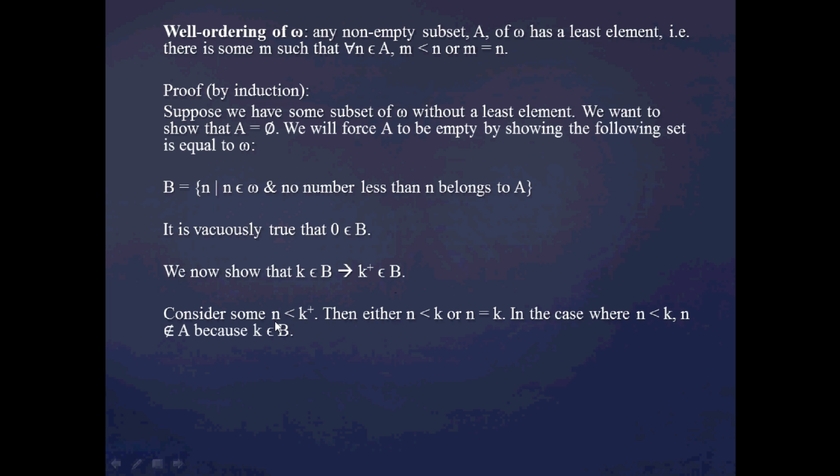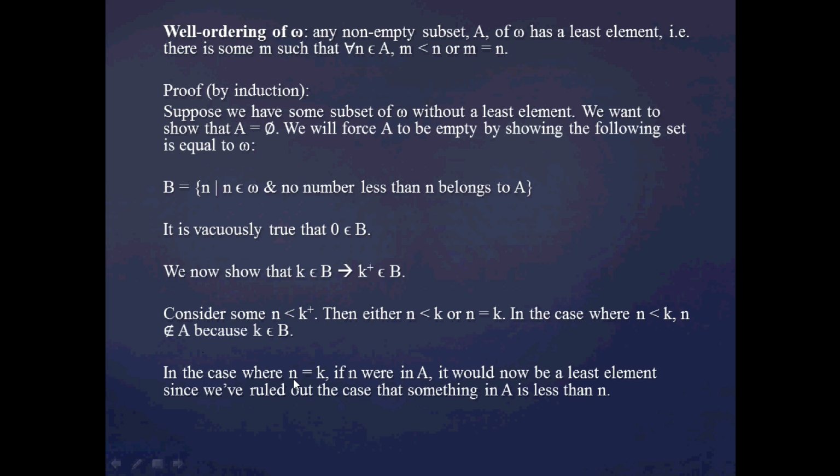Now let's consider some n less than k plus 1. There are two possibilities for that n: n is less than k, or n is equal to k. Let's take that first case, n is less than k. In this case, n can't be in the set A, because k is assumed to be in B. That's the inductive hypothesis. Remember, if k is in B, no number less than k belongs to A. So all those n's in the first case are not in the set A.